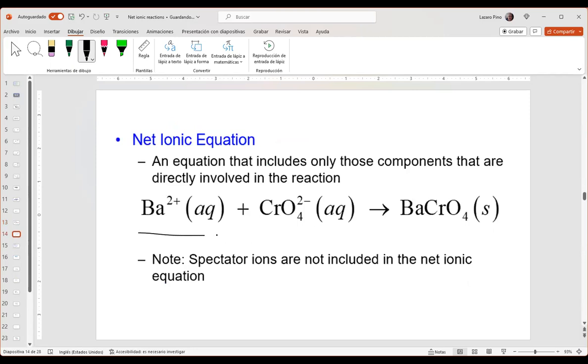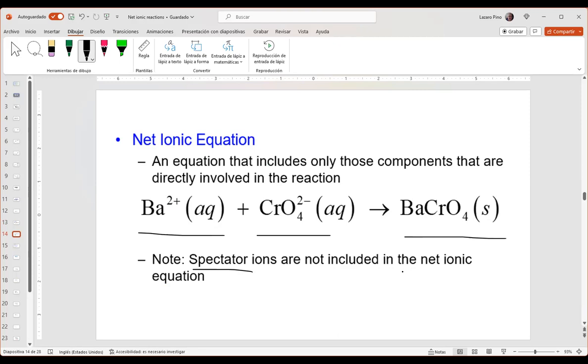This is what we call the net ionic equation. The net ionic equation. Remember, you don't write the spectators because they do nothing in the reaction. The only ones that make a change are barium and chromate that produce a solid.